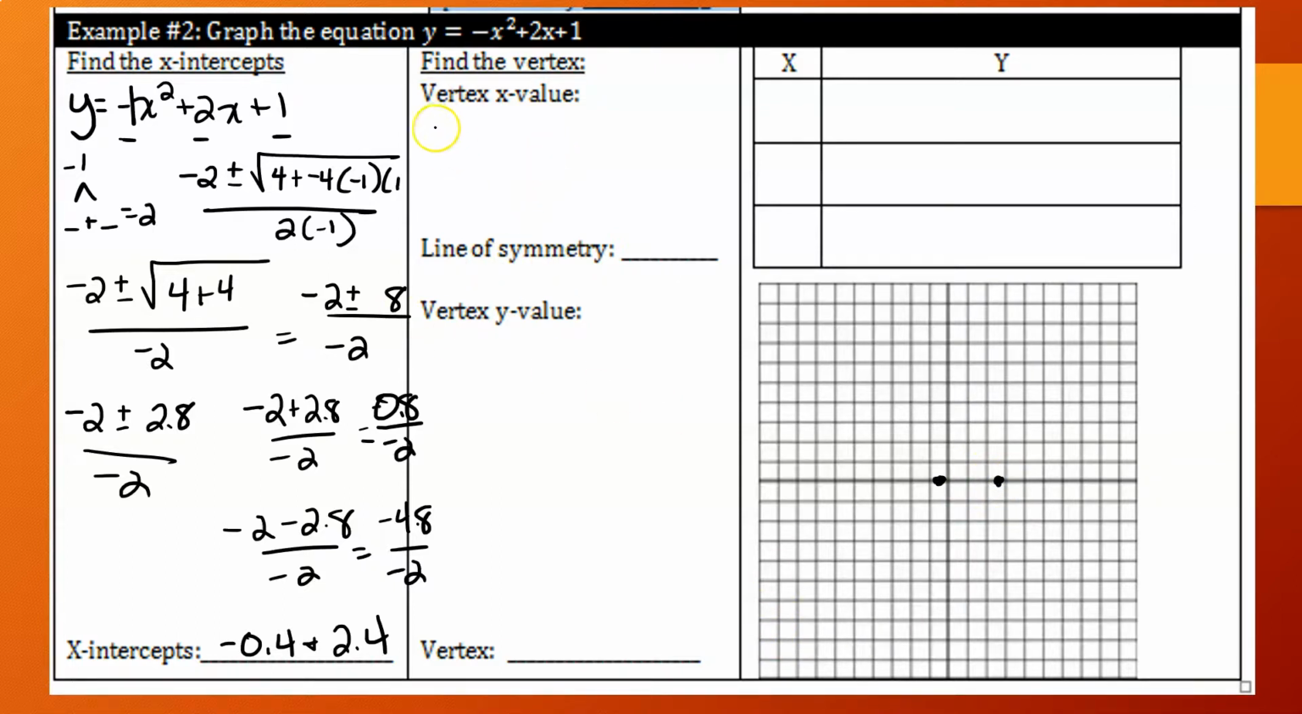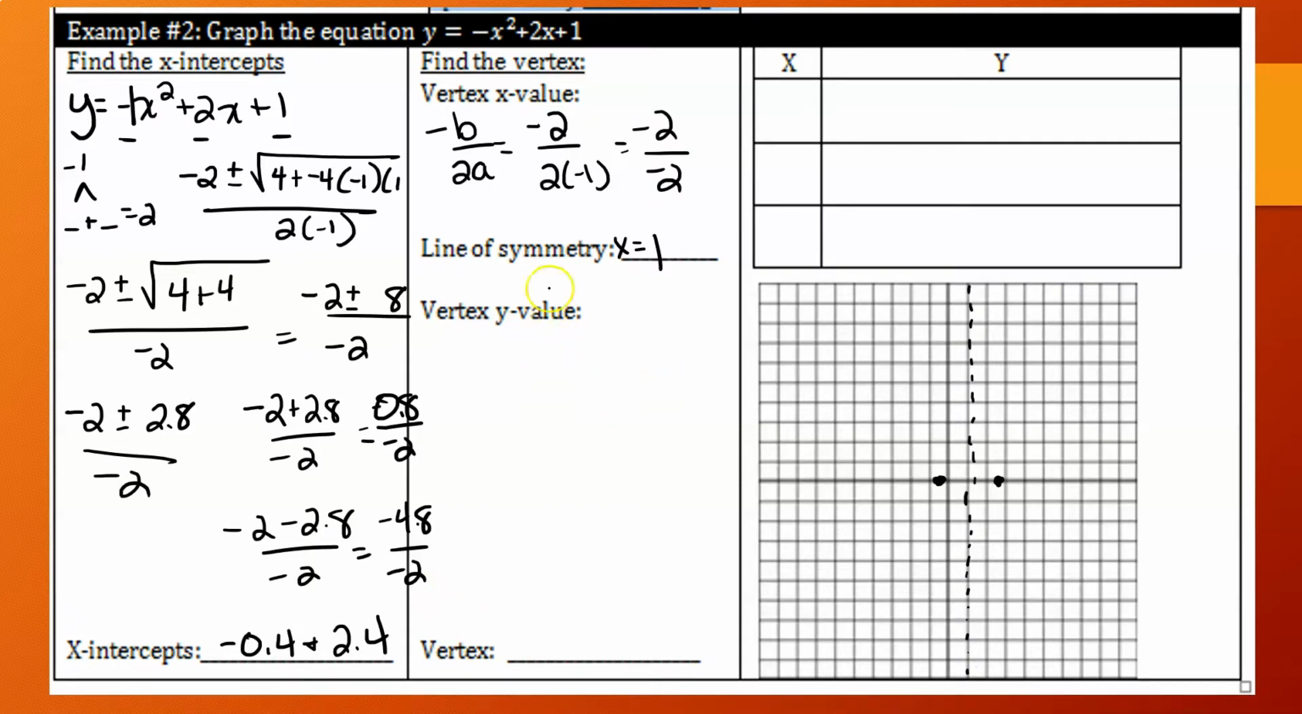Now I'm ready to find my vertex. I'm going to use -b over 2a. Go ahead and calculate the line of symmetry on your own right now. You should have substituted in b as -2 and a as -1, so that becomes -2 divided by -2, which is just positive 1. And remember, that's a vertical line that goes through 1. So we're going to put it right through here. It's always going to be a vertical line for these quadratic equations.